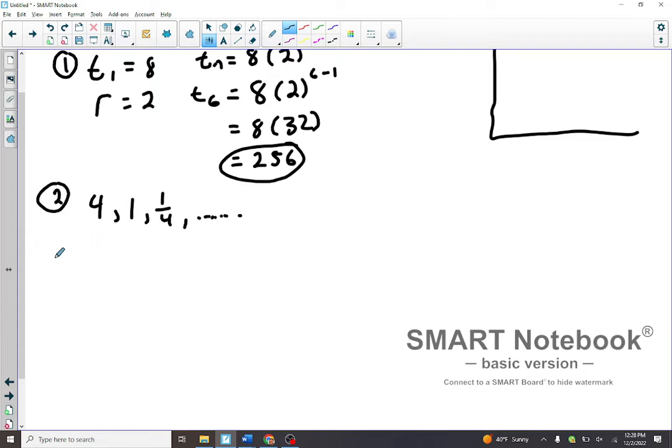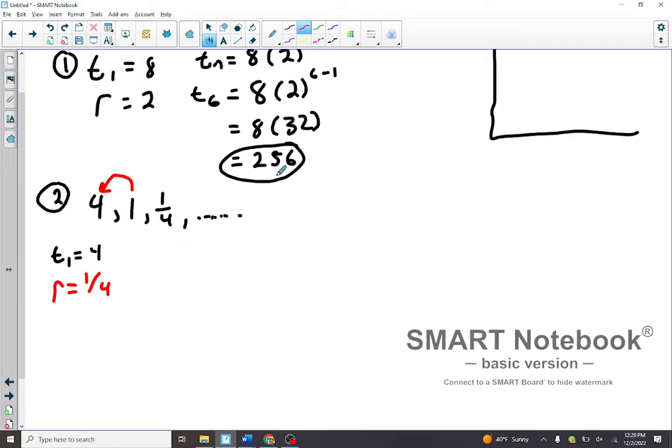You need to identify what your T1 is, which is 4 in this case. And you need to identify what you're multiplying or dividing by. In this case, we're dividing by 4, but because R has to be in multiplication, I'm technically multiplying by 1/4. So I have to think of it like that. You could always go backwards and do the number here divided by the number before. So 1 divided by 4 is 1/4, and 1/4 divided by 1 is 1/4. It should always work.